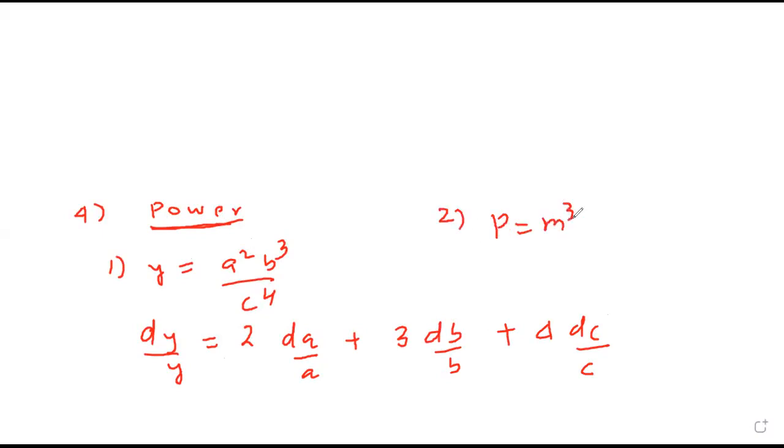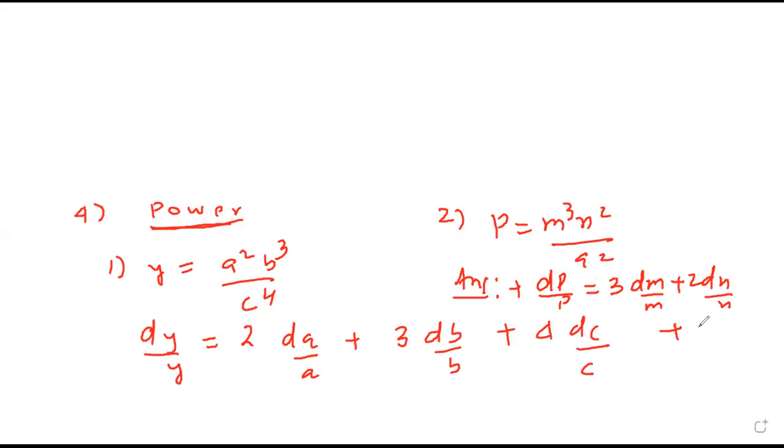P is M raised to 3, n raised to 2, q raised to 2. What will be the error? dp upon p is equal to 3 dm upon m plus 2 times dn by n plus 2 times dq upon q. This is q I have written. Copy now, first and second.